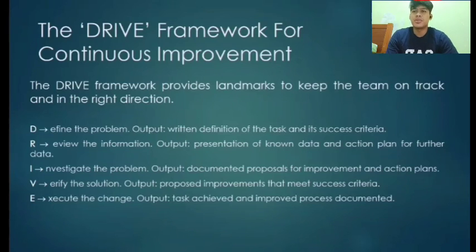Then V is for verifying the solution or giving a solution. So propose improvements that meet success criteria. And E is for execute. For executing the change or for implementing the verified solution for the process documented.